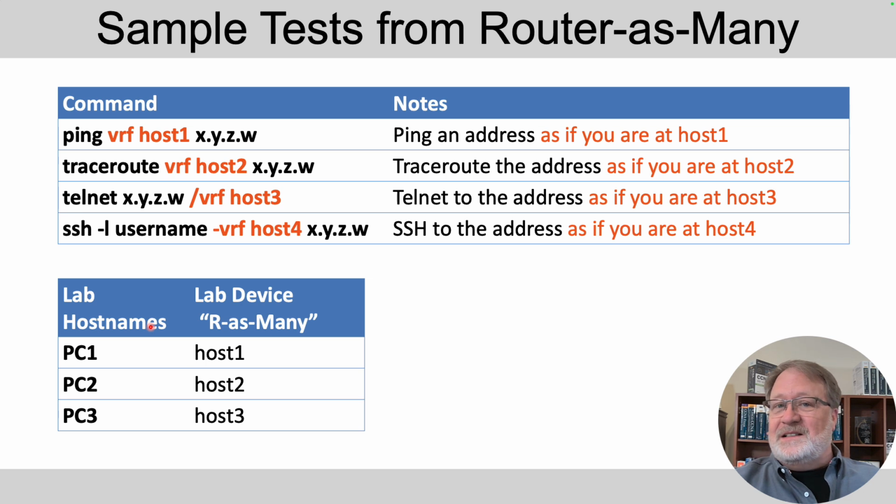All right. But here's the idea. When you're ready to test from a PC that doesn't exist in CML in this lab, in order to test from the first PC, the first host, you start with ping VRF host 1 and then the address you want to ping. If you want to do a trace route as if you're at host 2, you do this command and so on. So here's ping, trace route, telnet, and SSH command syntax. But those other 2 videos are way more detailed and useful until you get used to this router as many host trick, which lets you run these labs for free in CML.